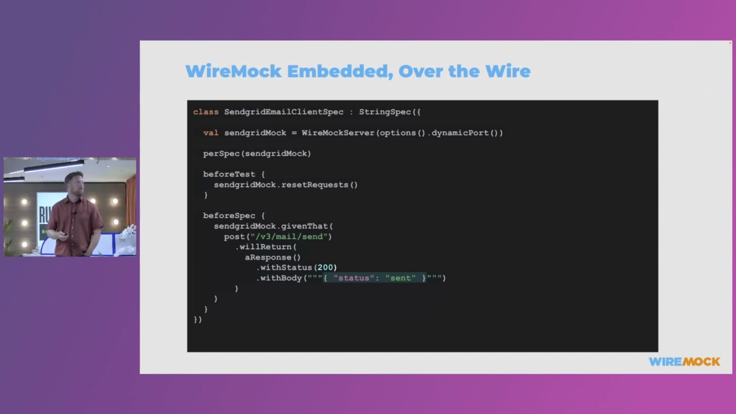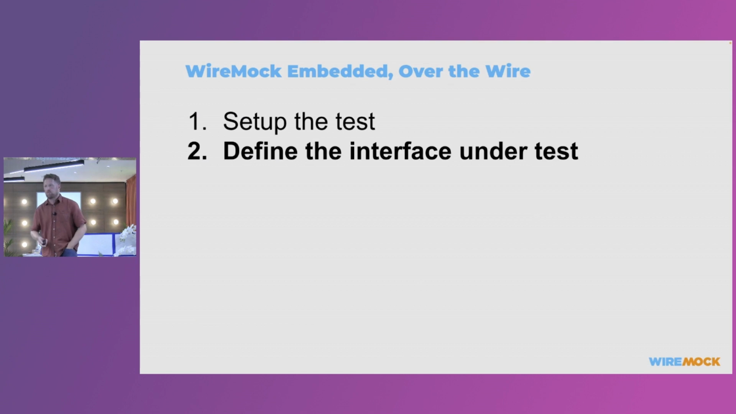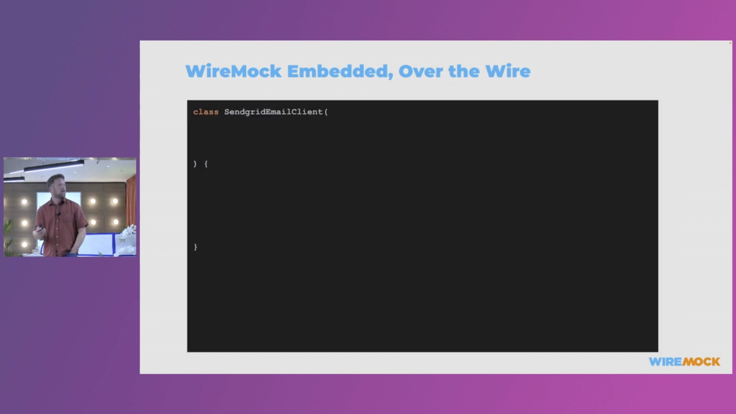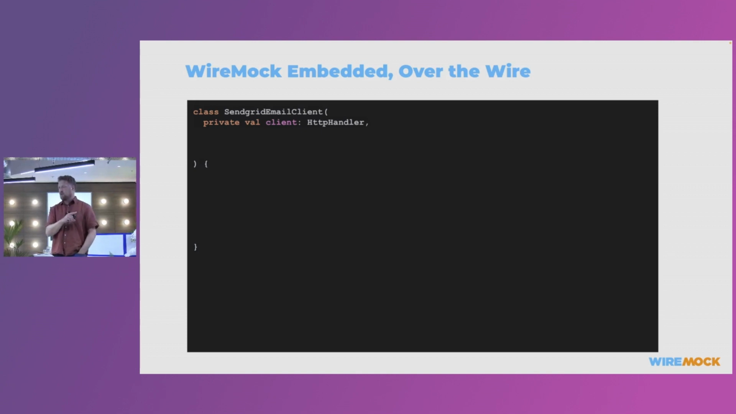So let's define the interface that we're actually going to test. So we've got a SendGrid email client. It's going to need a few things. It's going to need an actual thing to do the HTTP. So we're going to use http4K HTTP handler. That's just a type alias for a function that goes from a request to a response, which is the really nice aspect of http4K. It's very simple. It just observes that HTTP is fundamentally a function, takes a request, returns a response, and models it that way, which is what's going to let us do some quite cool stuff later on.